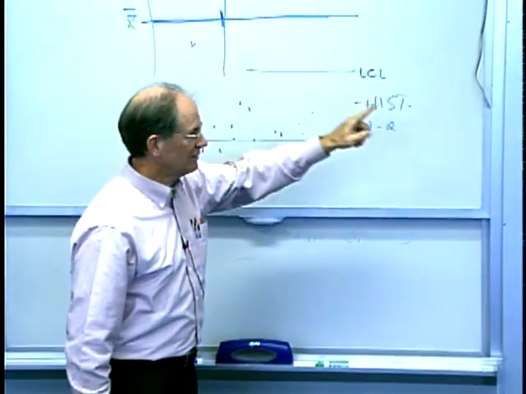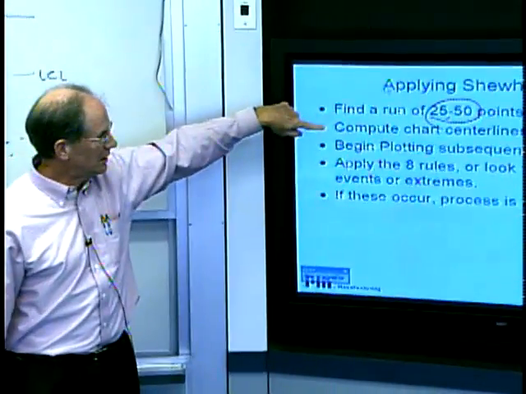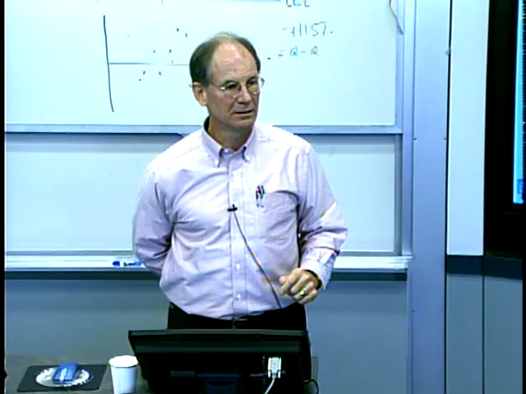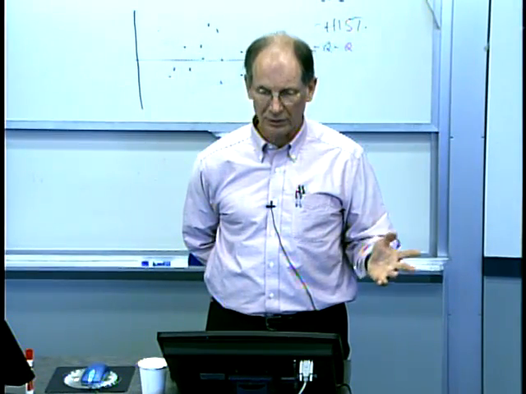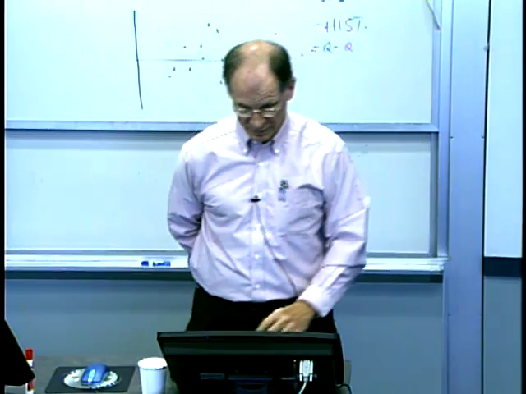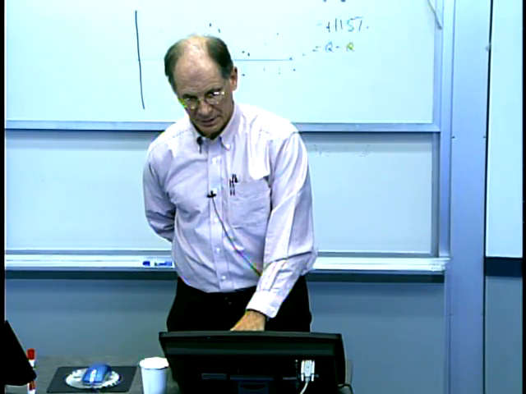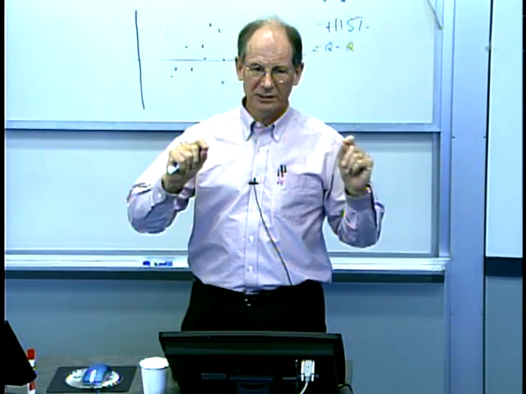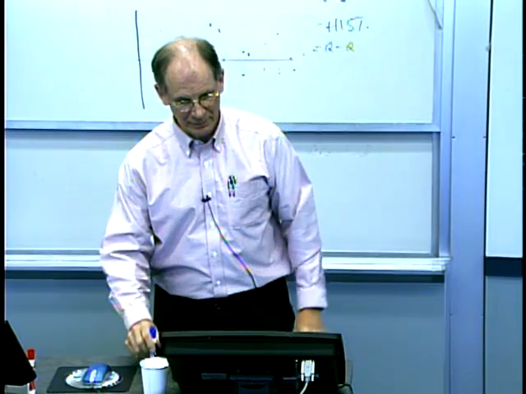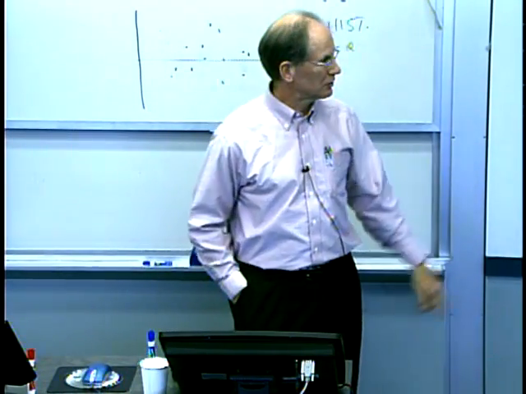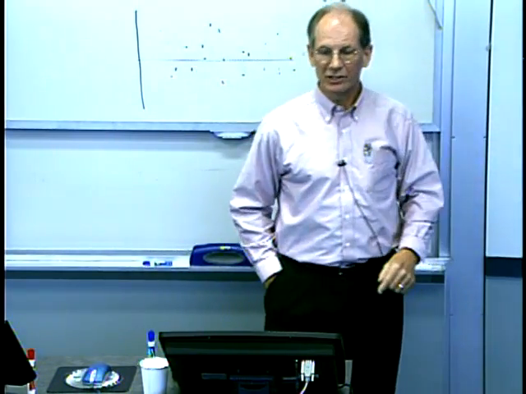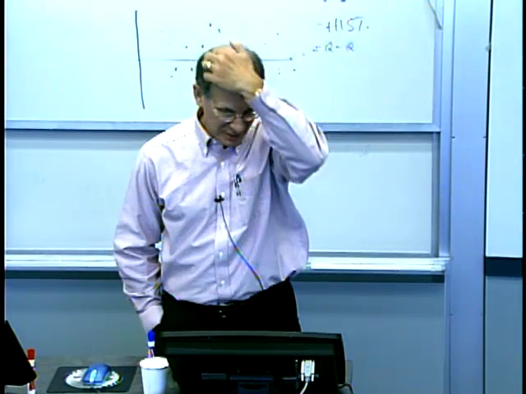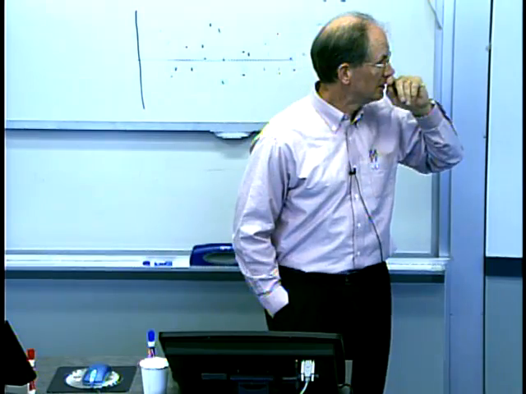Okay, so once I've done that, and this is where the art is, then I compute the center lines and the limits. I begin plotting and do this, and then I start to apply the 8 rules. Or there are some simpler rules, often called the Western Electric rules, that are actually in your text. And again, what these rules mean is these are alarm points. These mean, to the best of our ability, your process is not following a state of statistical control, meaning it's not stationary. There is some sort of cause on the outside that's making it change, and it can be eliminated and identified. And these are the Western Electric rules that are in your text.